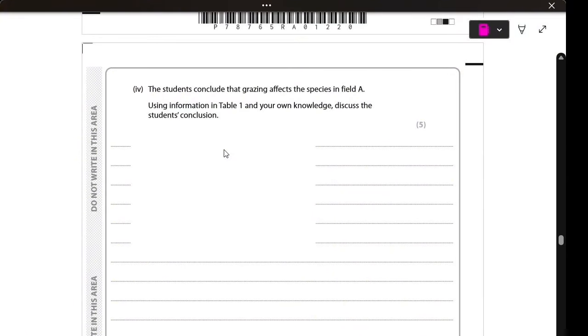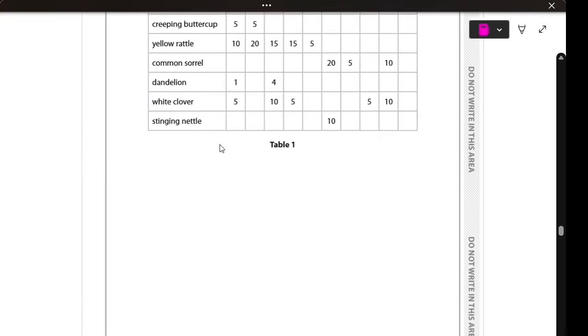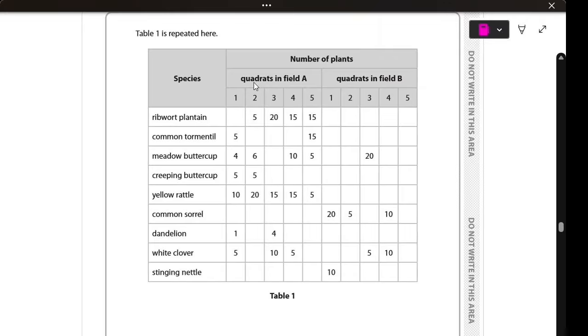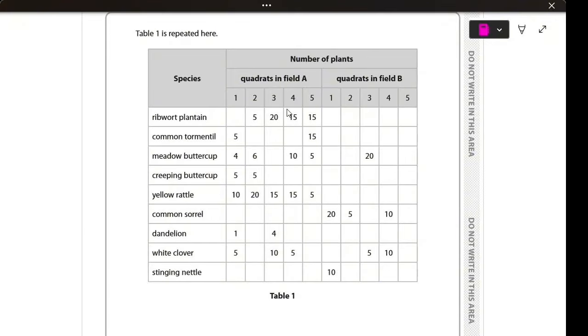The student could conclude that grazing affects the species in field A. Using the information and your own knowledge, discuss the student's conclusion. So we have seen in the table for field A, they had a greater number of species, and a greater number of each species. You can see there are many species present except common sorrel and singing needle, but they had more species than field B and more of each species than field B. Therefore, we can say A has greater biodiversity.